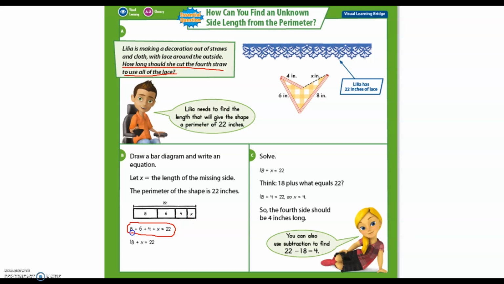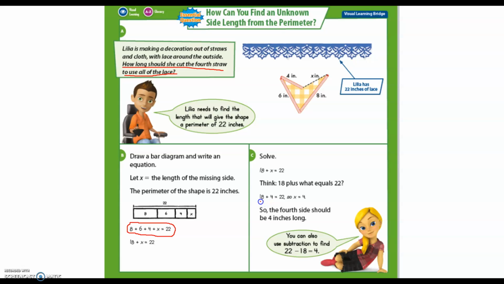We need to start by adding what we already know together. So 8 plus 6 is what? 8 plus 6 is 14. 14 plus 4 is 18. So 18, now we know 18 plus something is going to equal 22. So how can we solve this? 18 plus something is 22.